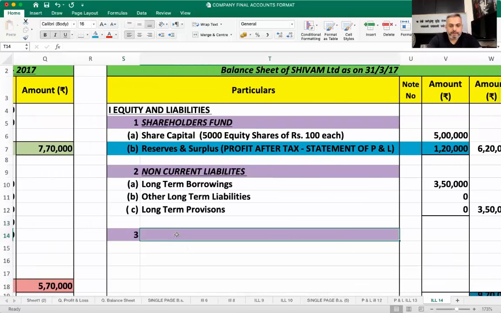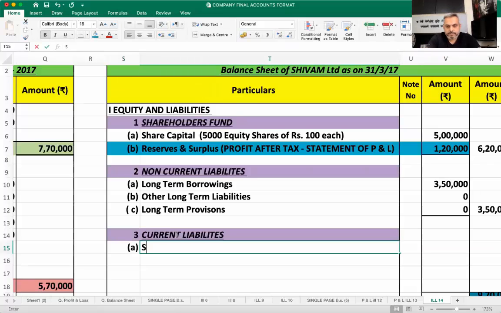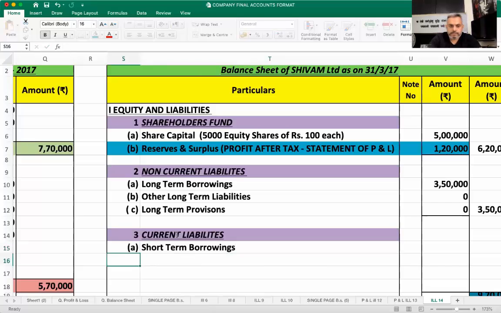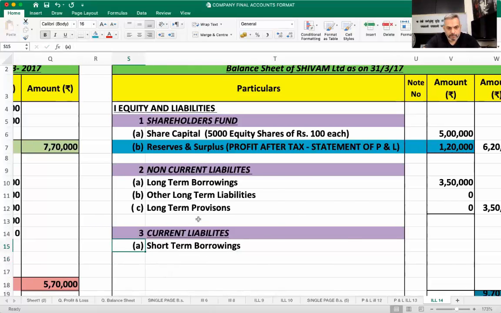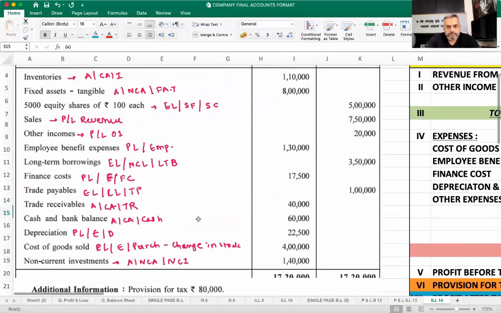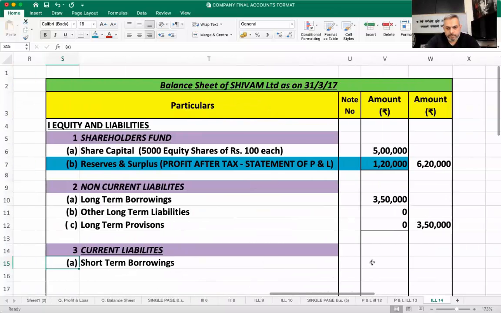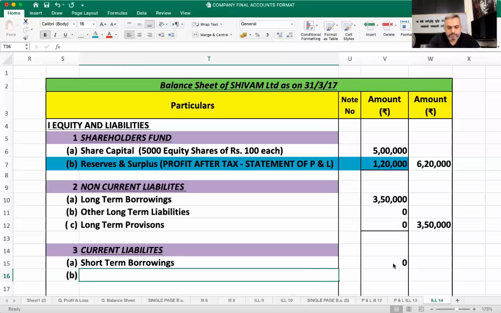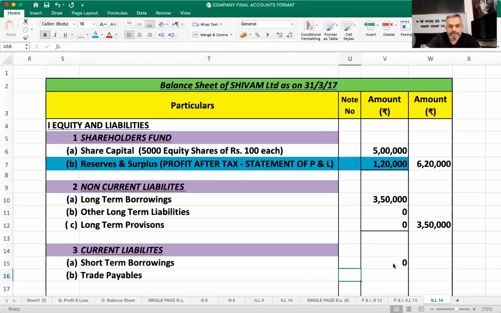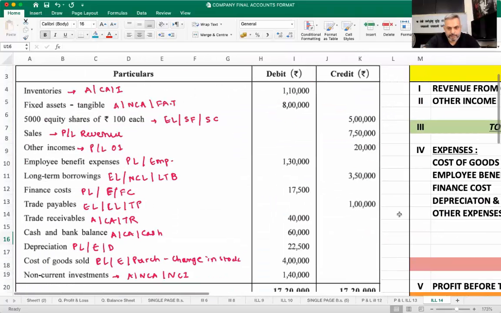Then we go to the third one, current liabilities. In current liabilities, short-term borrowings. Now, do we have short-term borrowings? Let's check out. We don't have short-term borrowings, so 0. Then B, trade payables. Now we have trade payables. Trade payables is 1 lakh.